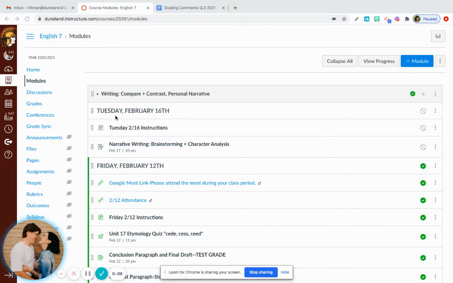So you can get to it two ways. You can click here, but I definitely suggest looking at the instructions page before you do anything. So let's check out today's instructions.